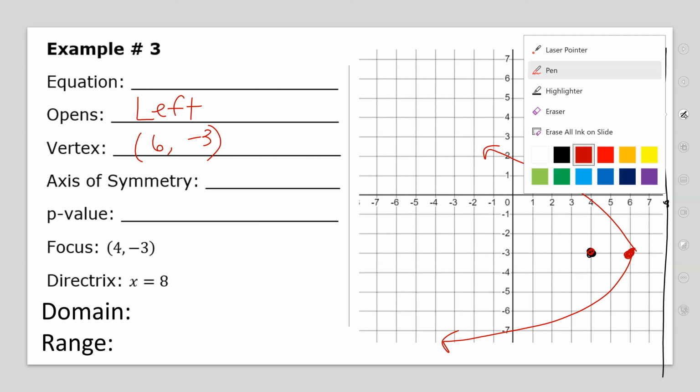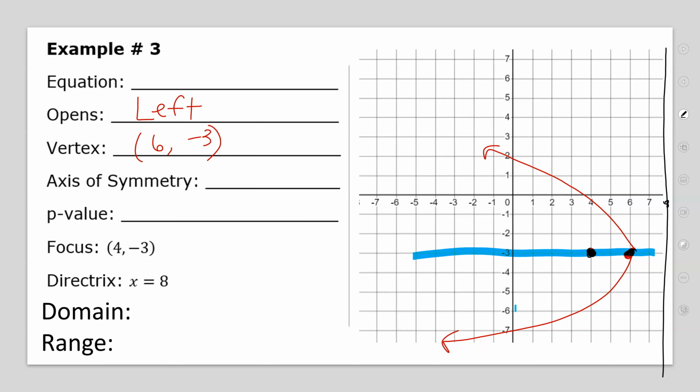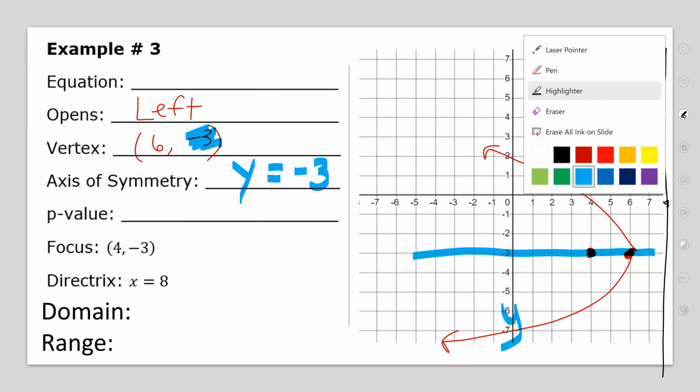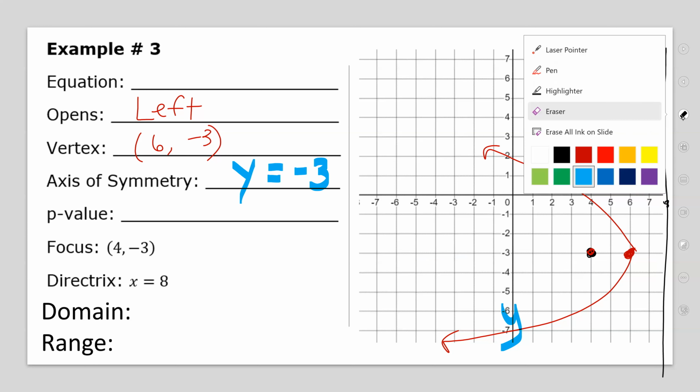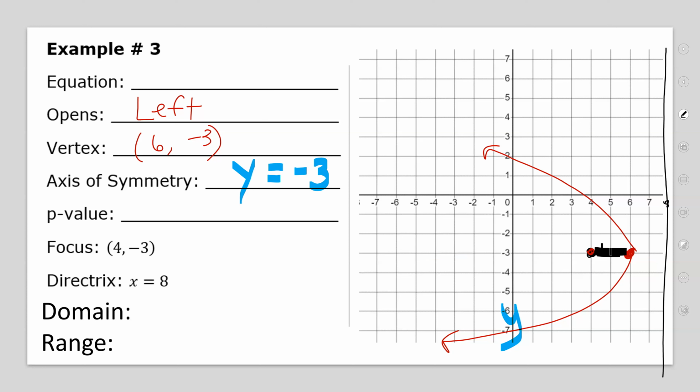The axis of symmetry, if I were to split this perfectly down the middle, it crosses the y-axis at -3. So my axis of symmetry is y equals -3. It's always going to be the same as this y value here. Those should match. Okay, now is the p-value. So the p-value is the distance. So how far apart are these? They're 2 spaces apart. So that means my p-value is 2.